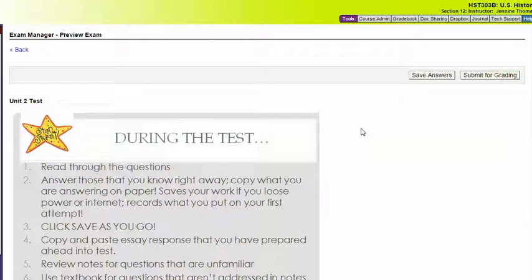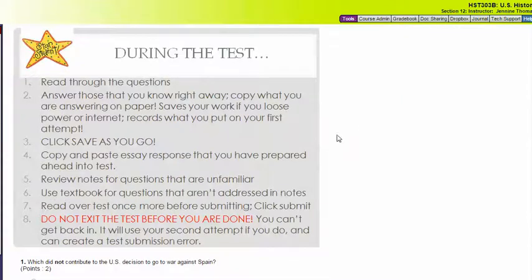If you look at the beginning of the test, you'll actually see a couple of during-the-test reminders. Please make sure to read through the questions, answer those that you know right away, and copy what you are answering down on paper. This saves your work if you lose power or internet and records what you put on your first attempt of the test, so when you take it a second time, you can be sure not to make any errors the second time around, or to answer the same thing wrong twice.